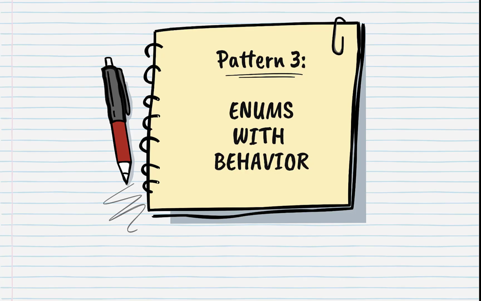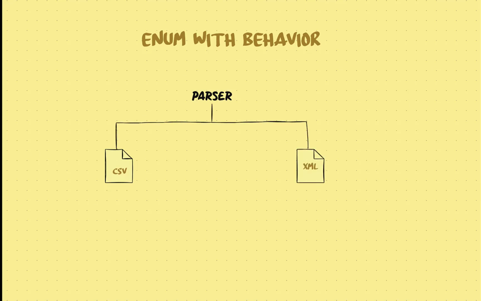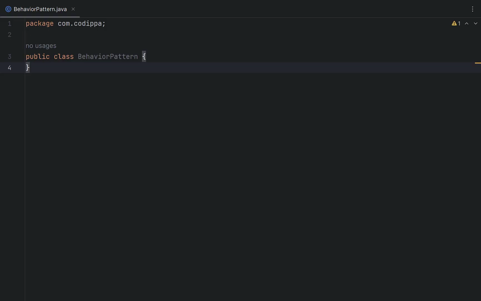Next, let's talk about behavior-rich enums. Imagine you are building a parser for different file types like CSV and XML. Each format needs different parsing logic. Enums can embed this logic right into each constant. So, declare an abstract method parse that will be implemented for different file types.